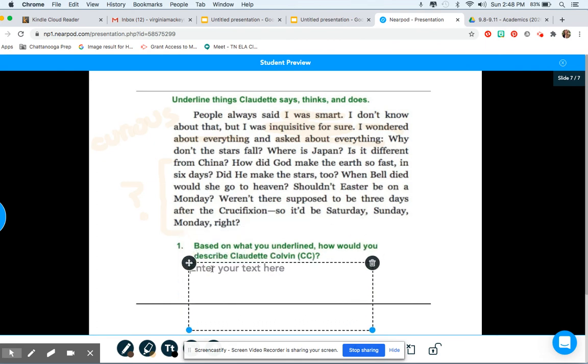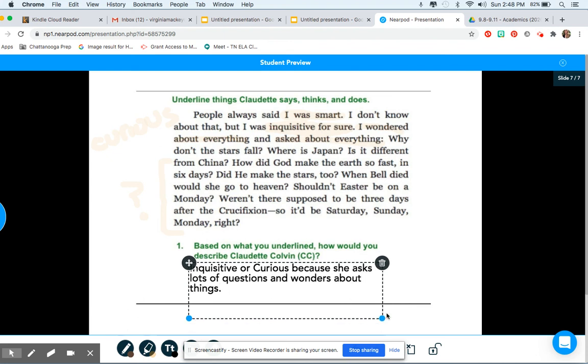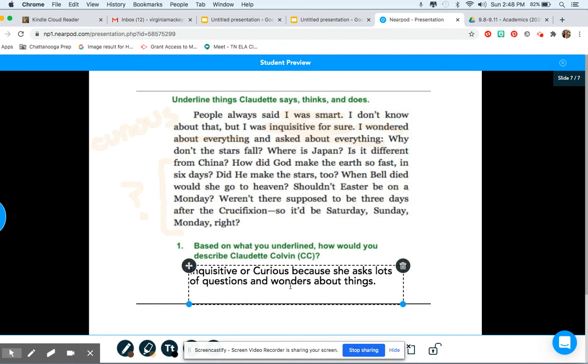And I learned that inquisitive is another word for curious. So I'm going to write she is inquisitive or curious. And she asks lots of questions and wonders about things. So notice I highlighted my evidence, and then I took my evidence and it helped me answer this next question, which is how would I describe Claudette Colvin? You're going to do the same thinking work on the next few pages.